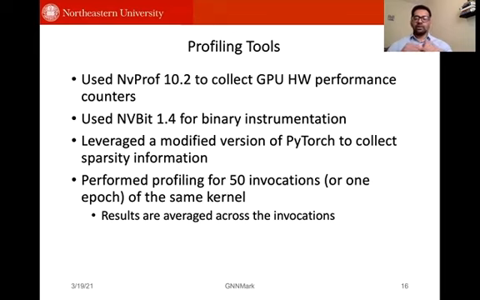For profiling on the V100, we use NVProf, and we also use NVBit for binary instrumentation to collect the training sparsity information, which is basically understanding how much sparsity is present in data from CPU to GPU during transfers. We leverage a modified version of PyTorch to collect that information. And also we profile for 50 invocations or one epoch of the same kernel, and then average this result across the invocations.